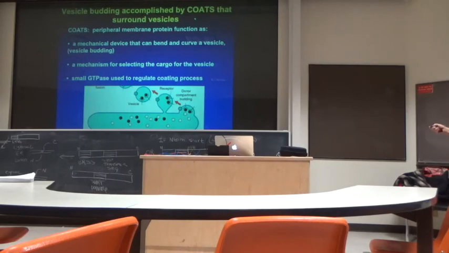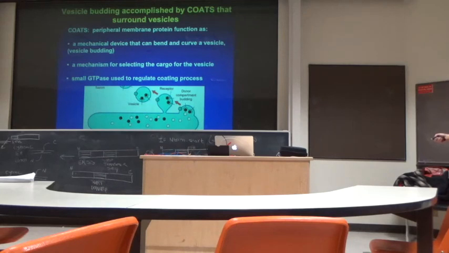Vesicle budding is accomplished by coats that surround the protein. There are many different kinds of coat proteins in cells, or several different kinds. They all are peripheral membrane proteins, basically, that function as a mechanical device to bend and curve the membrane, a mechanism for selecting the vesicle, and we'll see how a small GTPase is used to regulate the process.